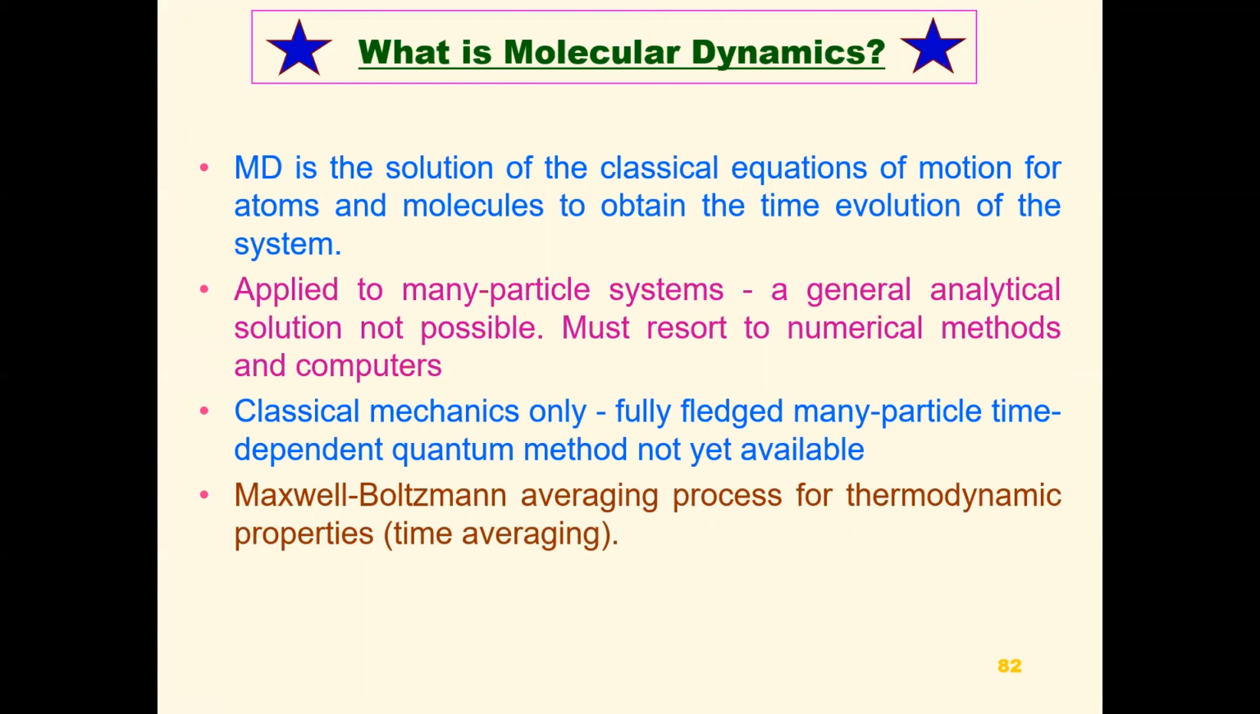There are two ways of studying these systems. The first is applying classical mechanics only, since a fully fledged many-particle time-dependent quantum method is not yet available. The second is the Maxwell-Boltzmann averaging process for thermodynamical properties. Here one can restrict our problem by taking the time averaging.